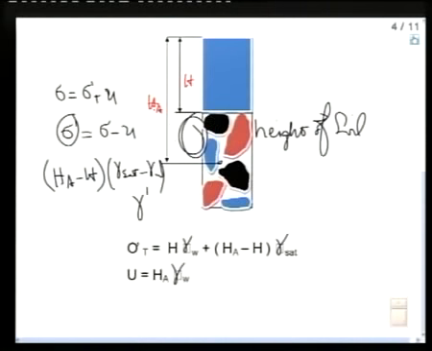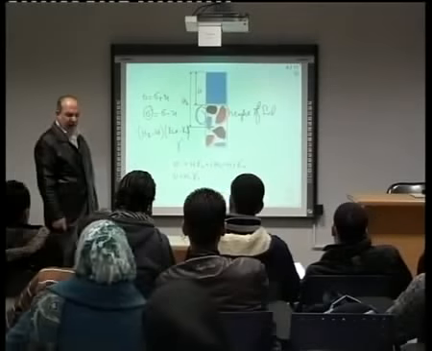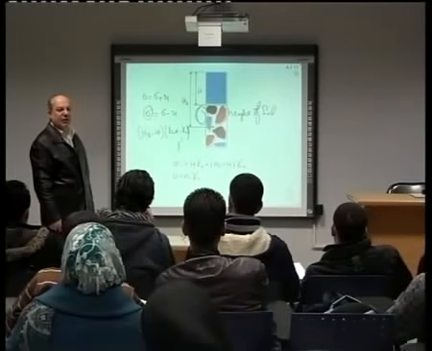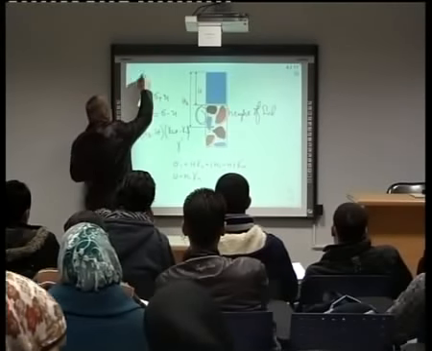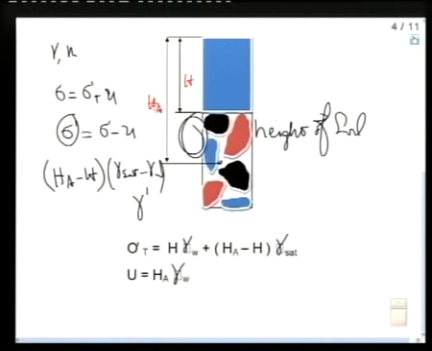From now on we will call it gamma prime, gamma effective. What is gamma prime? It's gamma saturated minus gamma water. You should remember this. Gamma prime, effective unit weight. How many unit weights do we already have? Gamma wet, gamma moist, gamma dry, gamma saturated, gamma effective, gamma prime.